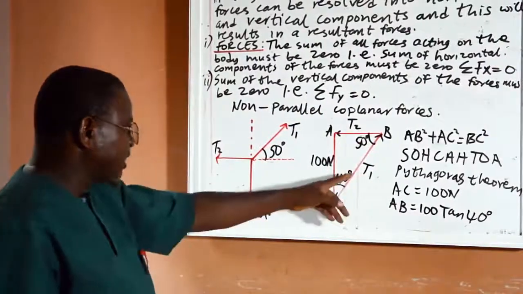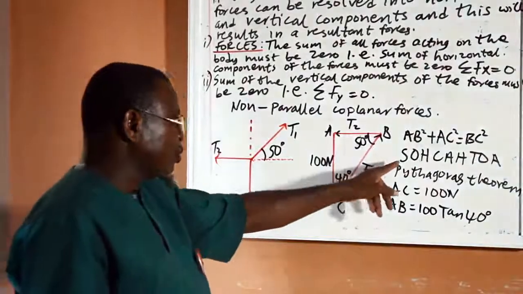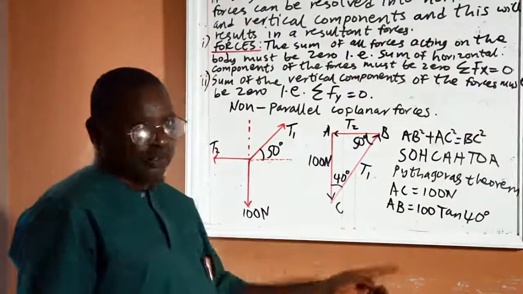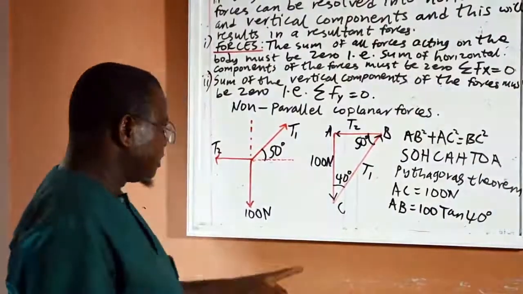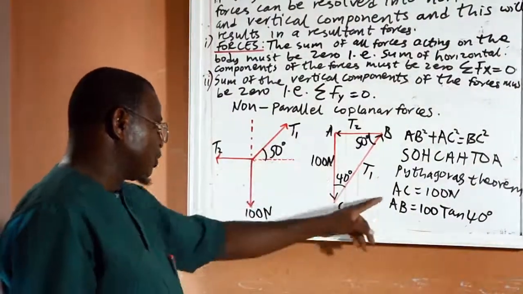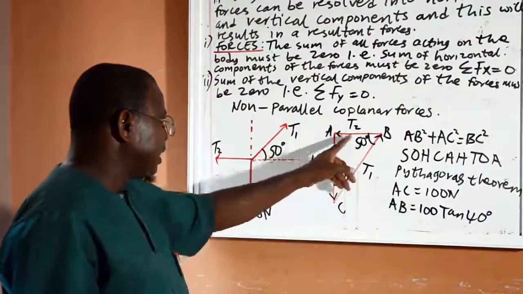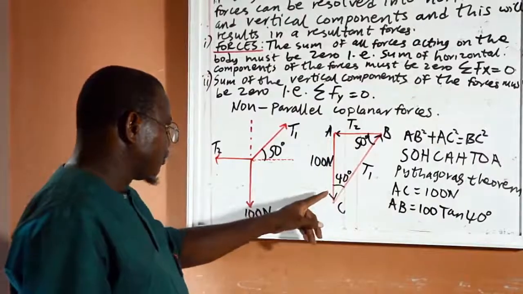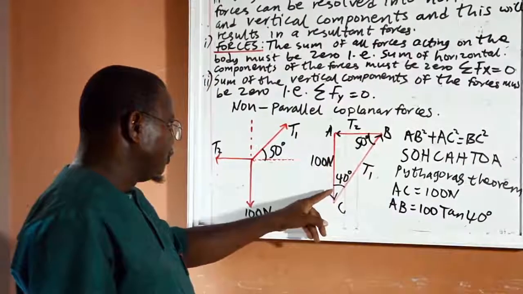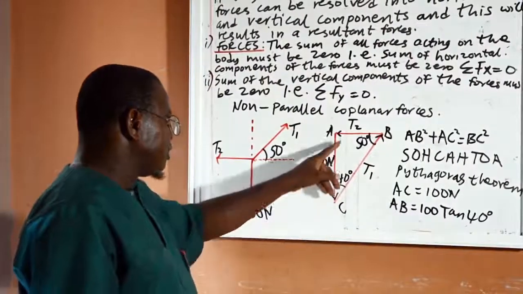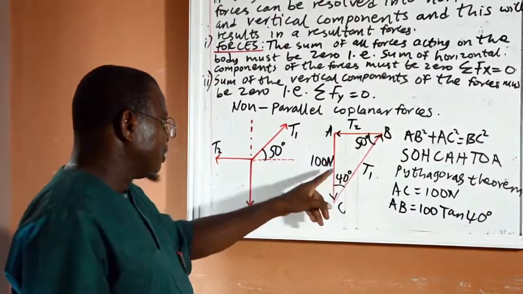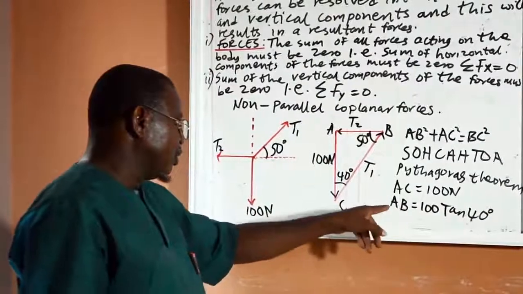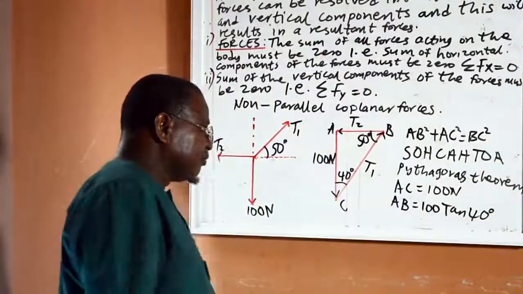So in order to get T1, we are going to use SOHCAHTOA in trigonometry and Pythagoras theorem in mathematics. Our AC, you can see, is 100 Newton. And our AB, that is T2, will be T2 all over 100. If you use this angle 40, T2 all over 100 will be opposite all over adjacent. So AB, which is equal to T2, will equal to 140.